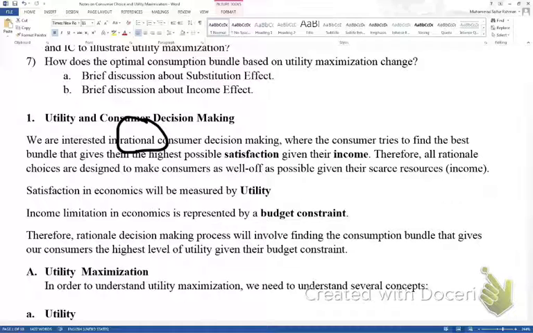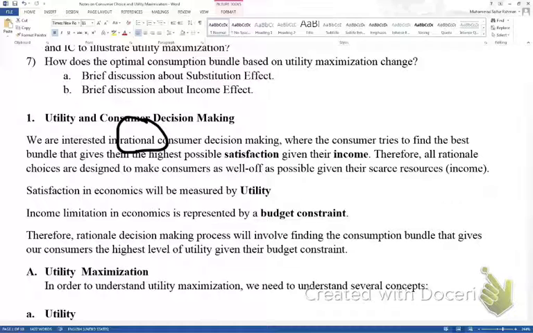The rational decision making process is a very simple idea. It means that we are only going to focus on decision making processes where the consumer tries to find the best bundle that gives him the highest possible satisfaction given the income that he has. So when we look at this rational decision making process, all of these decisions are designed to make our consumer as well off as possible given the scarce resources that our consumer has, which is their income.